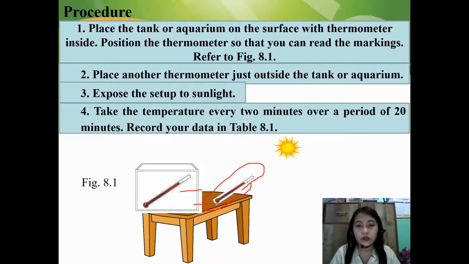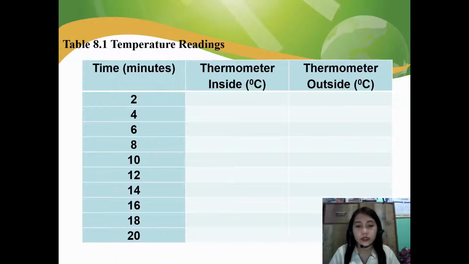So I have given you your activity sheets. So in your activity sheets, here's the table for temperature reading. So every 2 minutes, you are going to measure the temperature inside the aquarium and outside the aquarium. Attached in your activity sheets is the rubric on how you are going to be graded. And of course, remember, this is a group activity. So teamwork is very important. If you have questions, don't hesitate to ask.